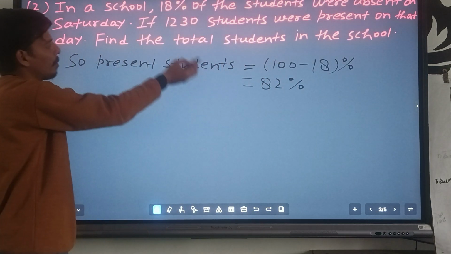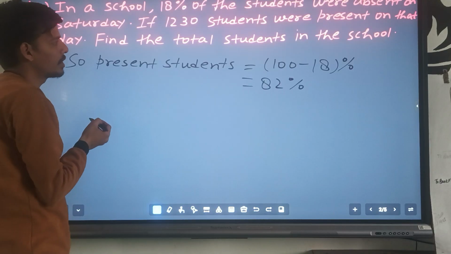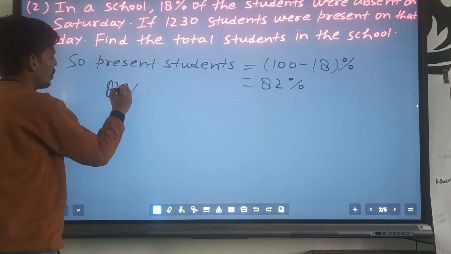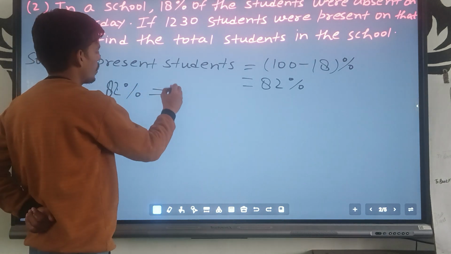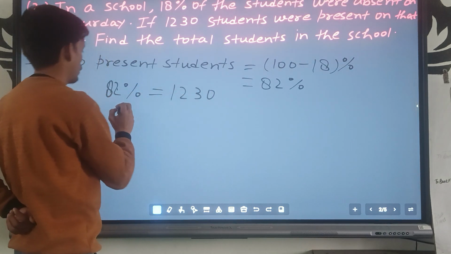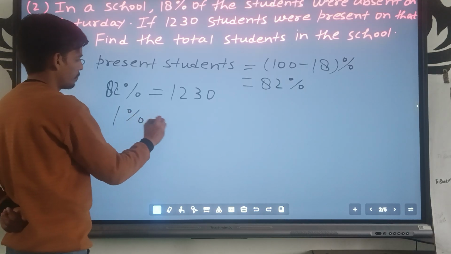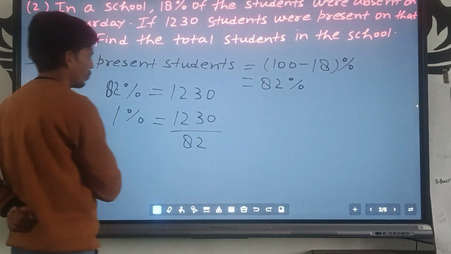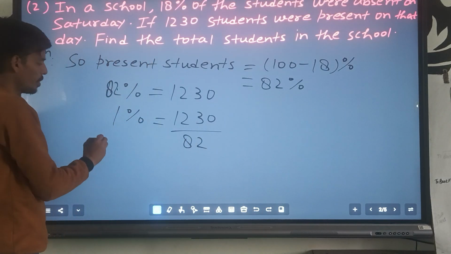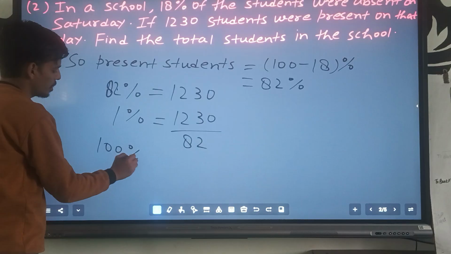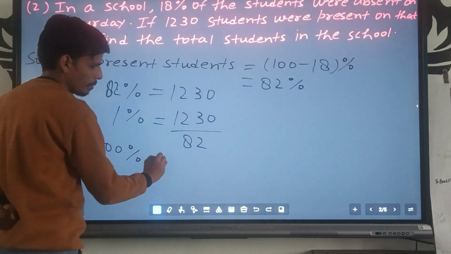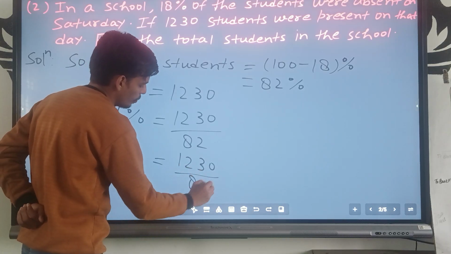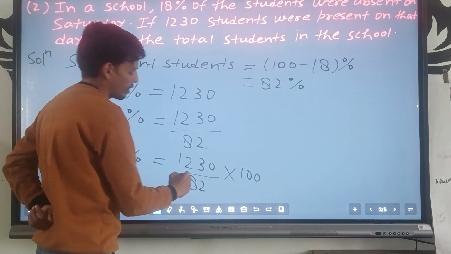And here the value is given, 1230 students. Means 82% is equal to 1230. So 1% equals 1230 upon 82. The total means 100%. So 100% equals 1230 upon 82 into 100.